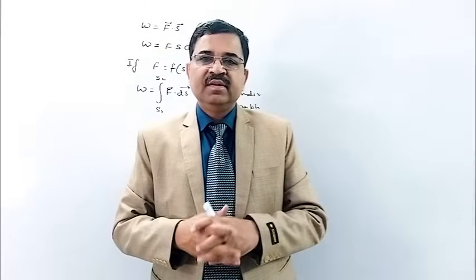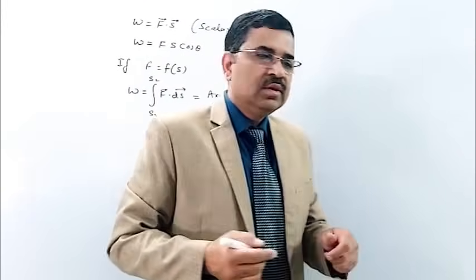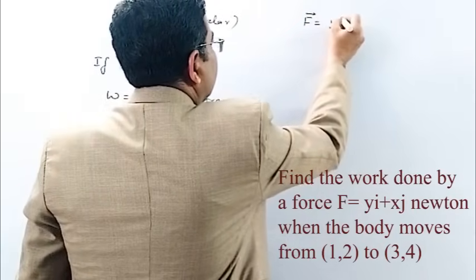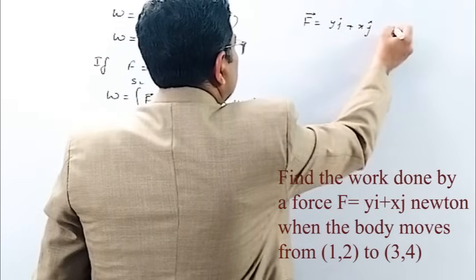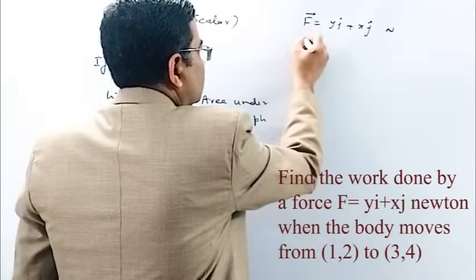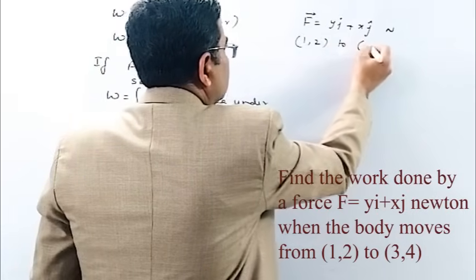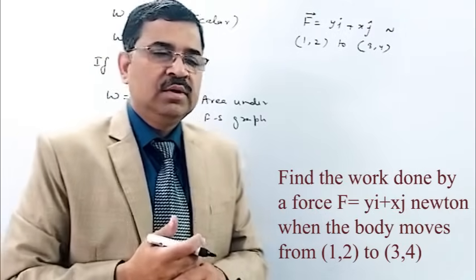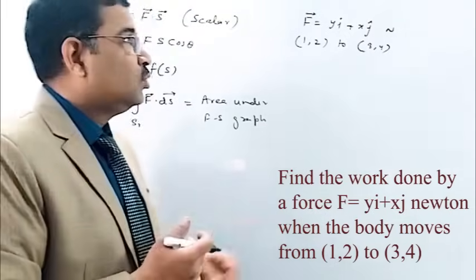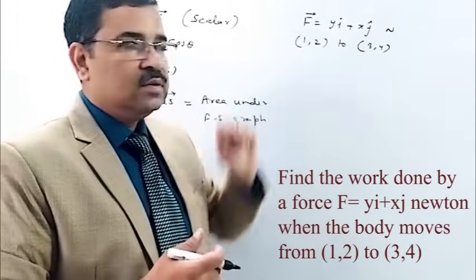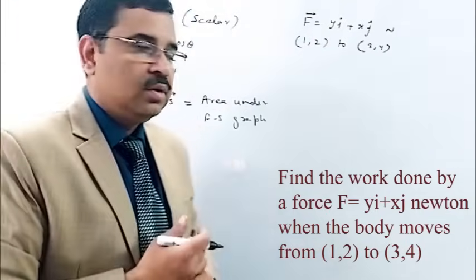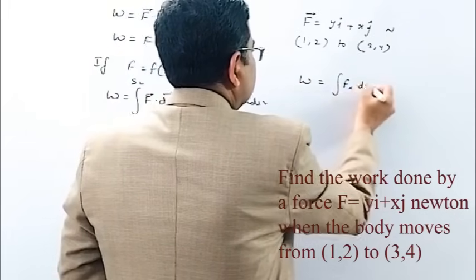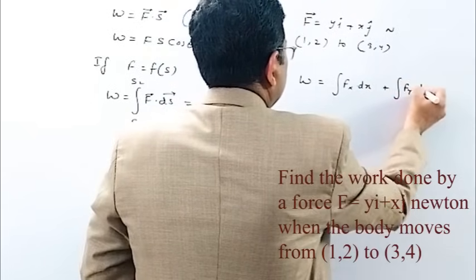Now students, I have another important question for you. The question is that find the work done by a force F equal to y i plus x j Newton when the body moves from (1, 2) to (3, 4). तो फिर से क्योंकि एक वेरिएबल फोर्स है तो हम लोग इंटीग्रेशन का मेथड यूज करेंगे। So I will calculate the work done by these two forces individually and then I will add them. So the total work done I can write as integration of Fx dx plus integration of Fy dy.